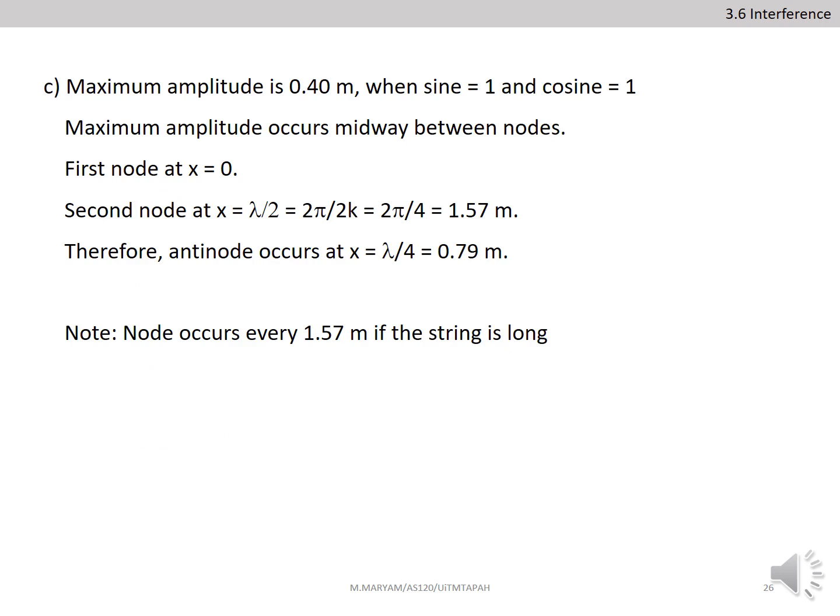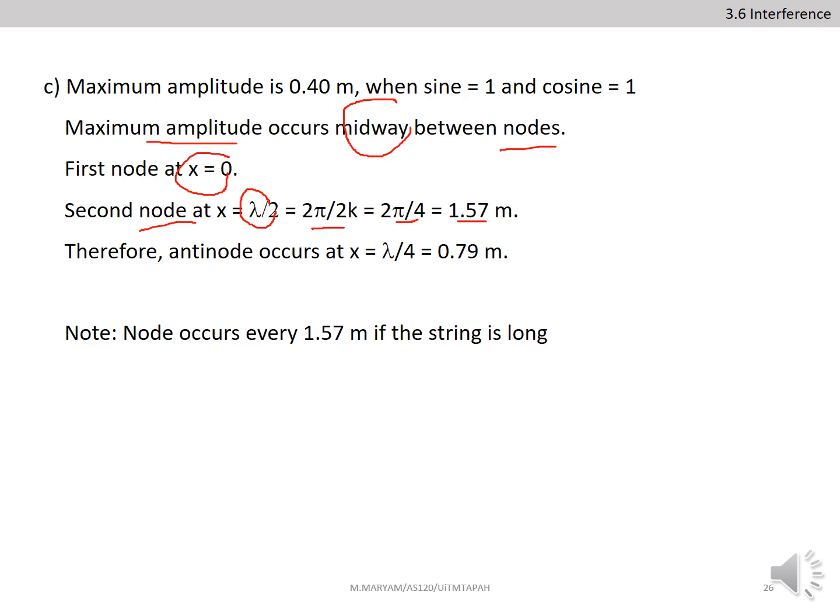So the maximum amplitude is 0.4 meter, as we found in part A, when sine equal to 1 and cosine equal to 1. So actually the maximum amplitude occurs midway between nodes. The first node must start at 0, because a node is at 0, which is at equilibrium. The second node is at x equal to lambda over 2, which is the distance between adjacent nodes.